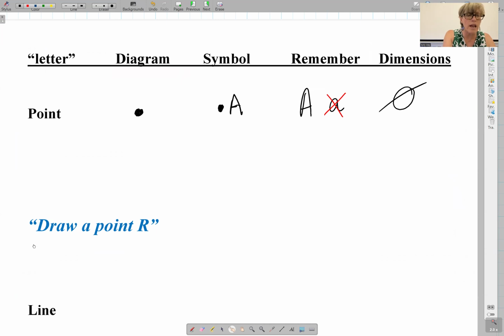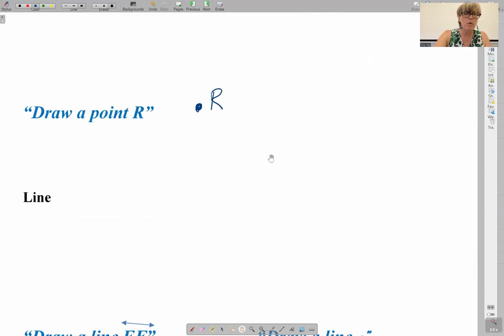So right here, this says to draw a point R. I'm going to give you 10 seconds to try to draw that all by your lonesome. Ready? Just try it. Get your pencil out. Oh, it's fine to be wrong. 10. Point R looks like this, friends. Point R, capital letter. Ta-da! That is our first letter. 1 down, 4 to go.